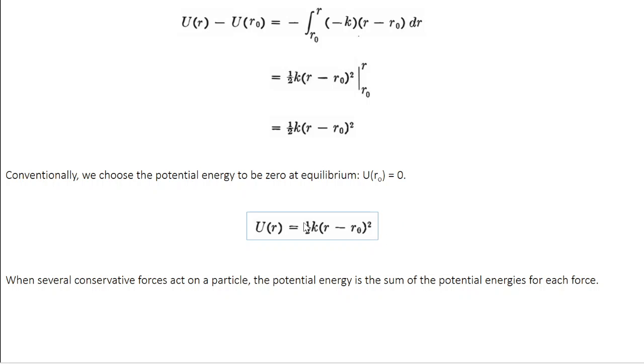So this is the case of a single force acting on a system. If you have more than one force acting on the system, then the total potential energy is going to be the sum of potential energies of each individual force. So that's for today.